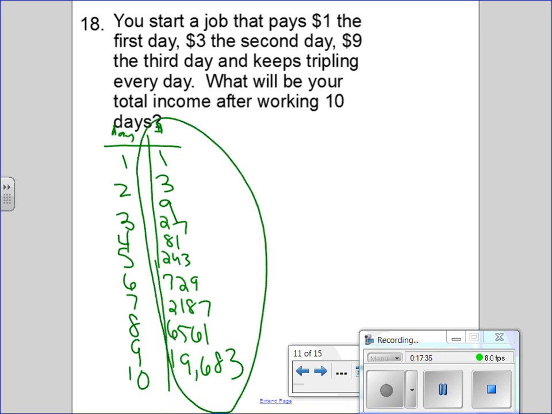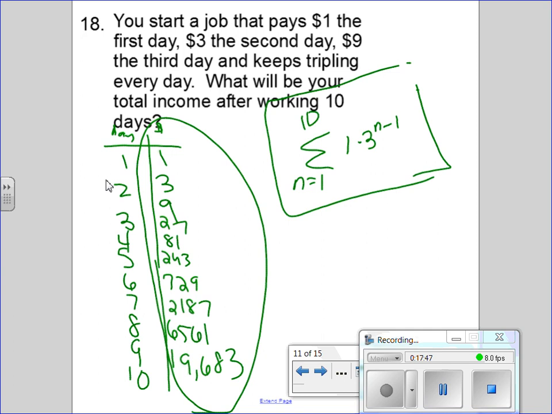Now, if you don't want to do this in chart form, you could actually do summation notation. Basically, you're finding the sum of day 1 to day 10 of a geometric sequence that starts with $1 and triples each day. So that's one way you could have done it, like on the calculator, using the summation button. But the final answer is, for 10 days of working, $29,524.